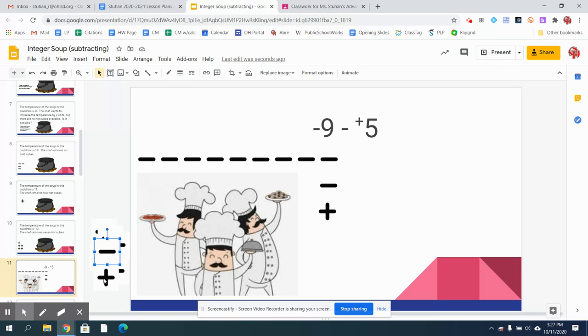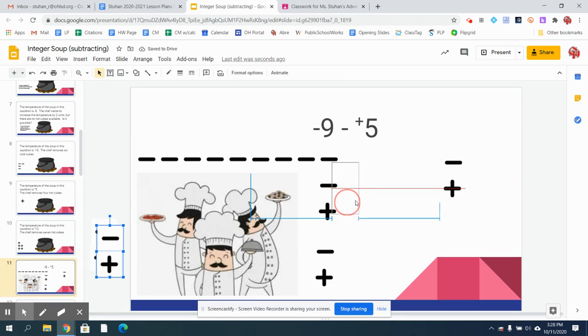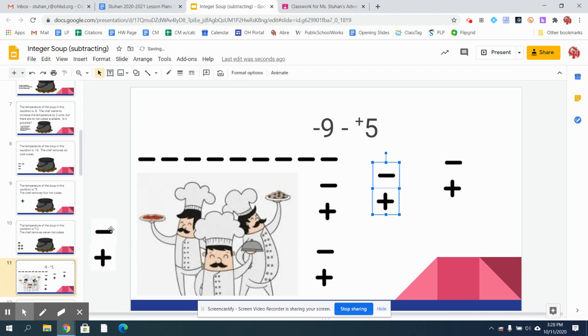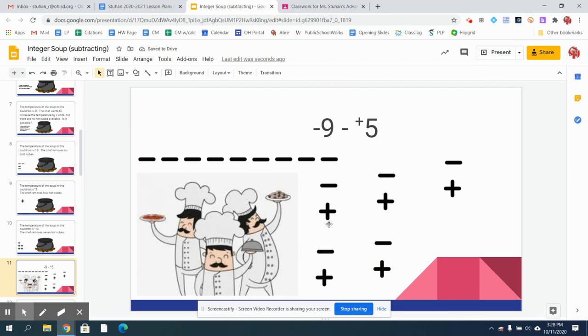So if we add enough zero pairs to our soup to make it so we can subtract 5 positives, what do you think is going to happen? So now I've added 5 zero pairs. The temperature of my soup has not changed because remember, one negative and one positive cancel each other out.